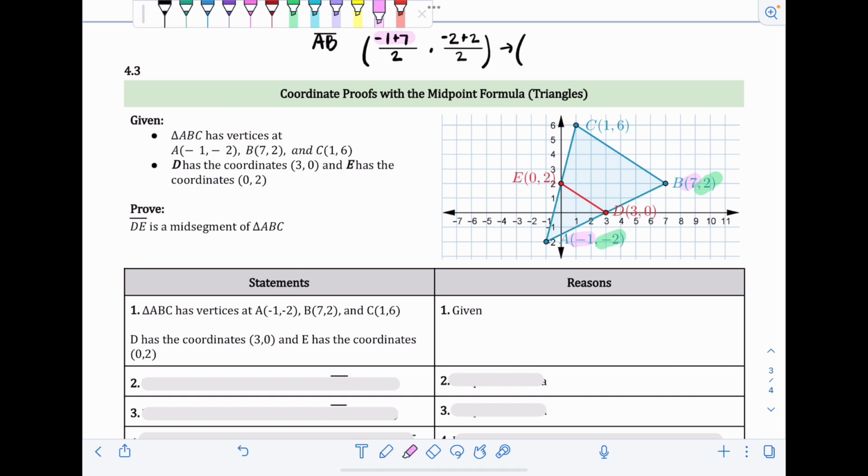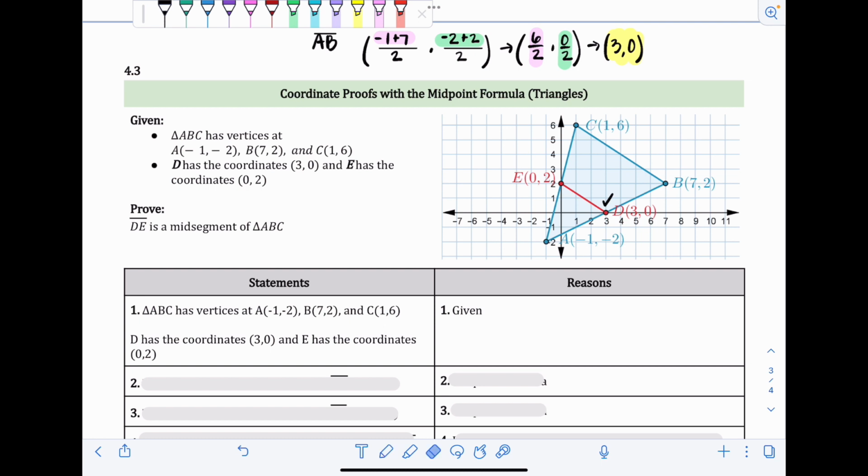So the x's added together is -1 plus 7, so that's 6 over 2. And then the y's added together is -2 plus 2, so that's 0 over 2. And then from there, we can divide 6 over 2 to get 3, and 0 divided by 2 is 0. So we got the midpoint is 3, 0, which is exactly what we wanted because that's where D is. So we confirmed that D is a midpoint of AB.